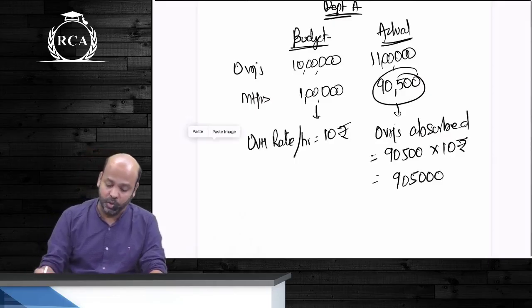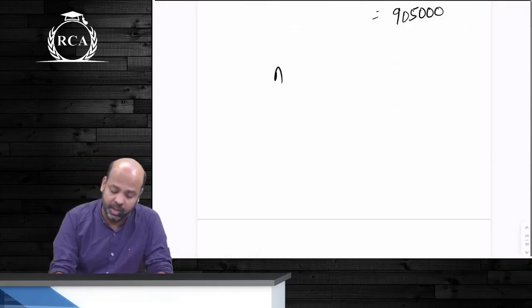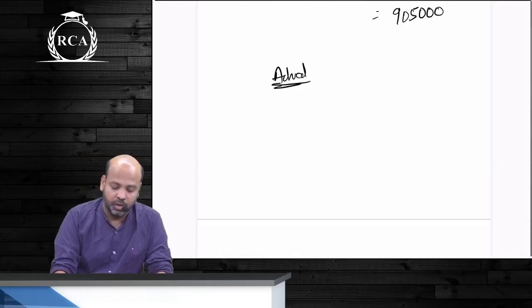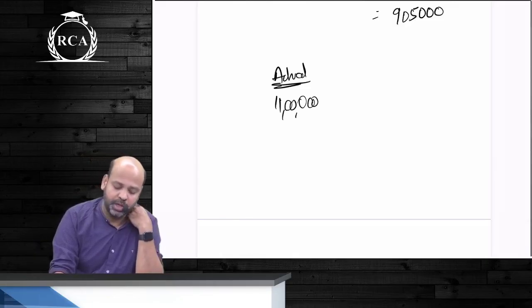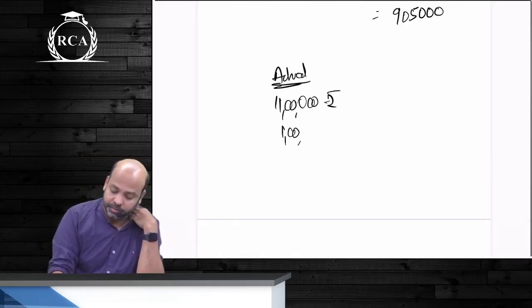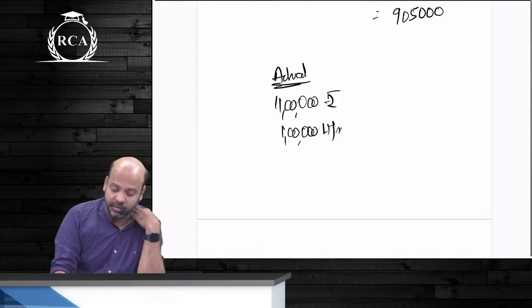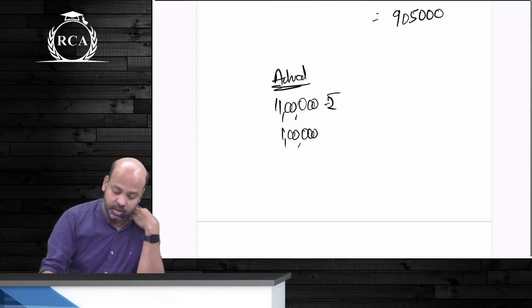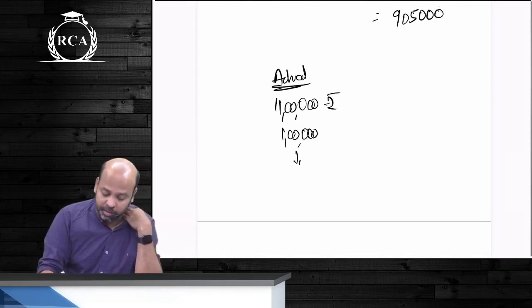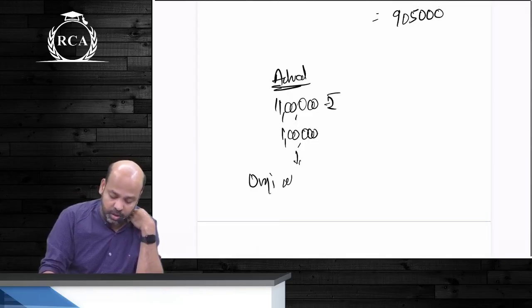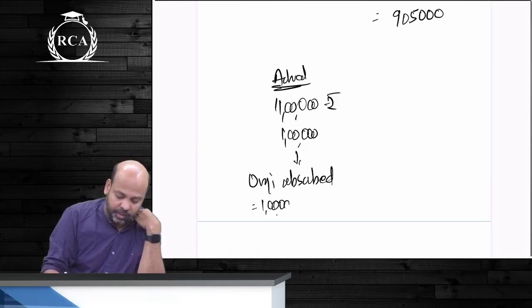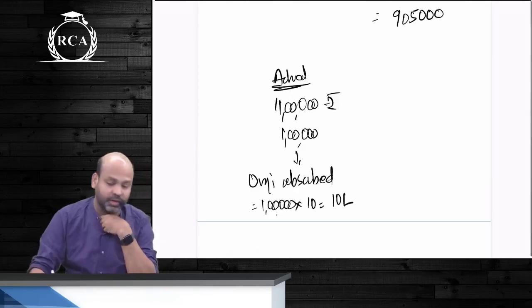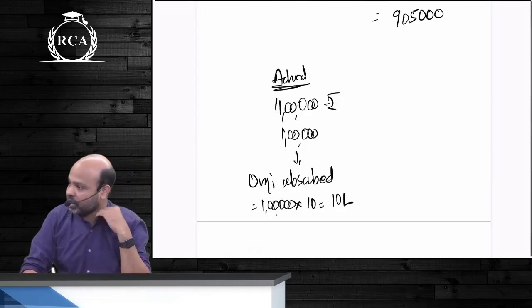See, even if you have worked for exactly, let's say, beta, the actual details were you have incurred 11 lakh rupees, but you have worked for 1 lakh hours. Isn't the activity level, guys, exactly as per the budget? Even then, what will be the amount of overheads absorbed? You are absorbing overheads at the rate of 10 rupees per hour. So that will be 1 lakh multiplied by 10 rupees, 10 lakhs. How much is the amount of actual overheads incurred? 11 lakhs. Is there an under recovery here?